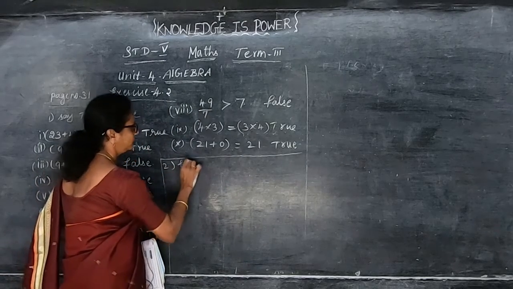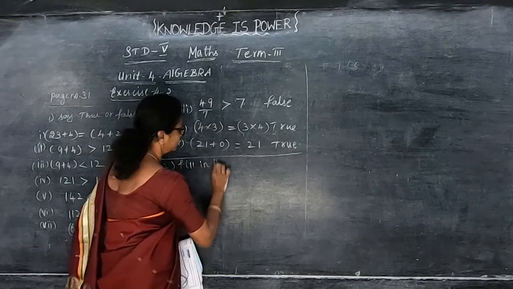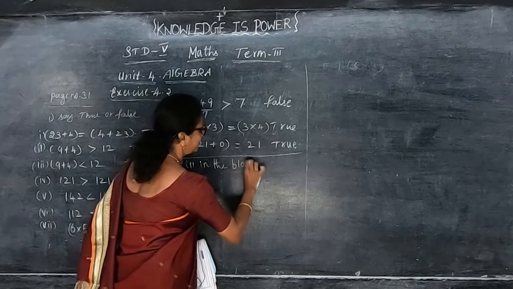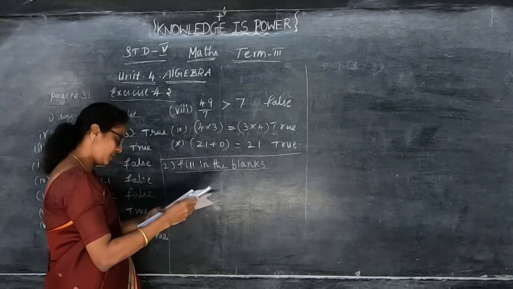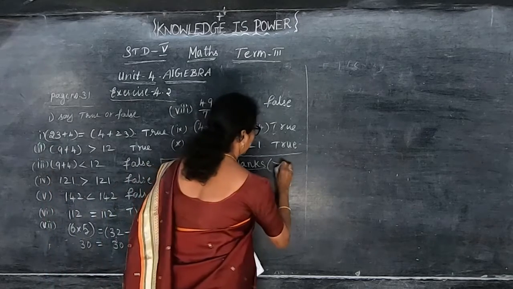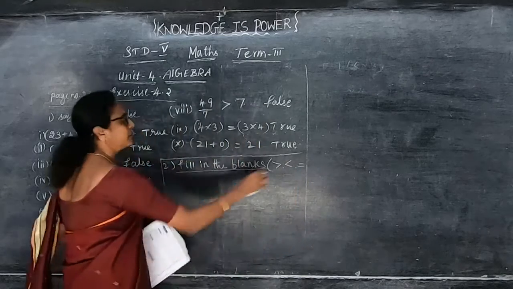Sum number 2, fill in the blanks. In this, you are given greater than, less than or equal, and you have to fill it in.